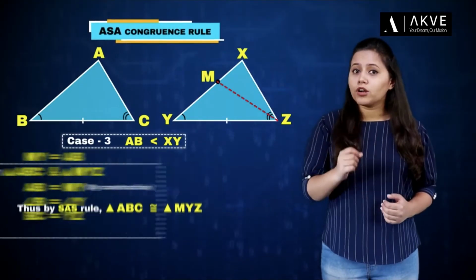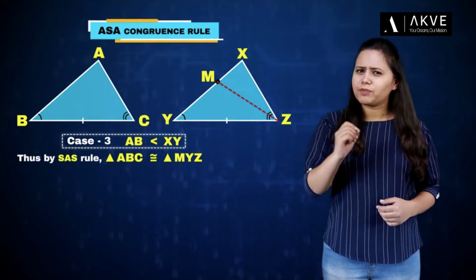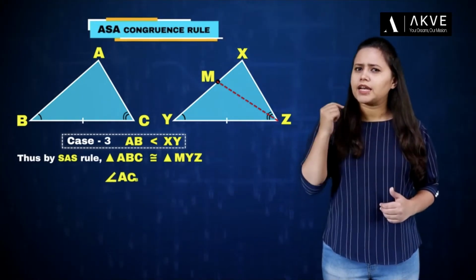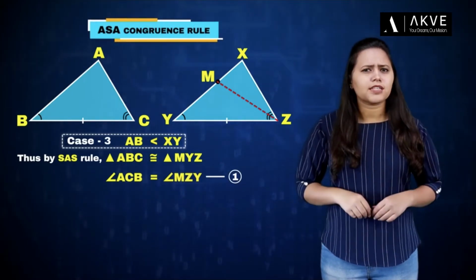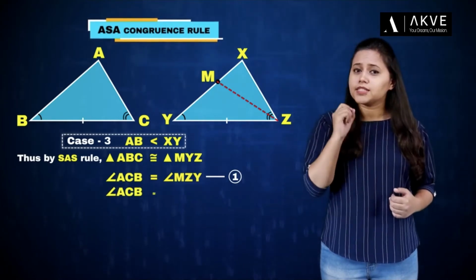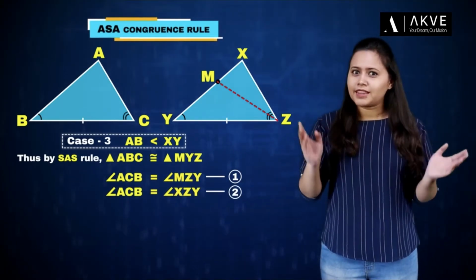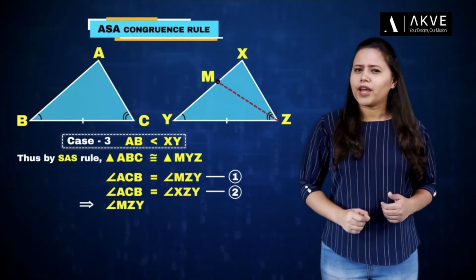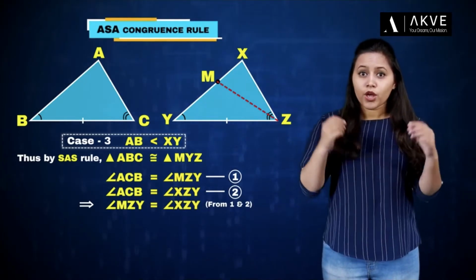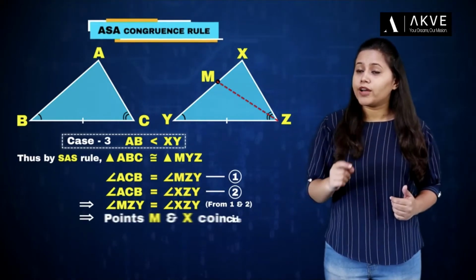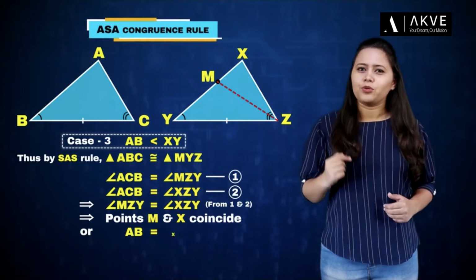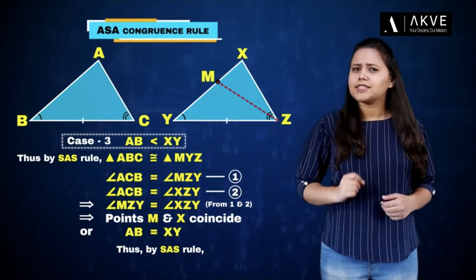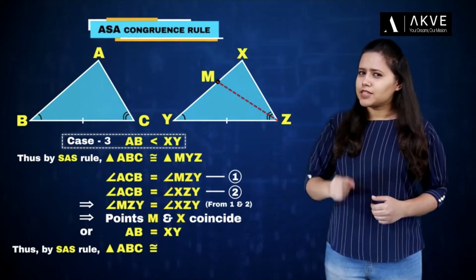Since the triangles are congruent, their corresponding sides will be equal. This means angle ACB is equal to angle MZY. But it is given that angle ACB is equal to angle XZY. This implies angle MZY is equal to angle XZY, which is possible only if the points M and X coincide, or simply when AB is equal to XY. Thus, by SAS rule, triangle ABC is congruent to triangle XYZ.